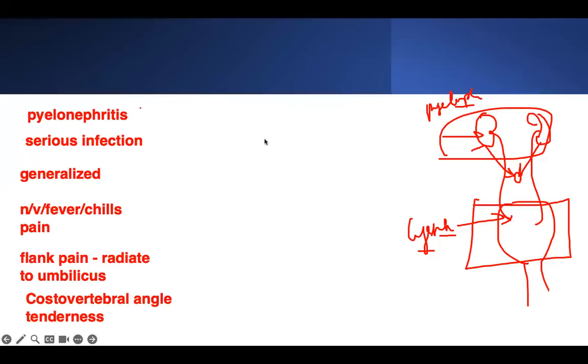So that is the key. That radiates. It will radiate into the umbilicus. It's the same thing as the flank. If they don't use the flank, they'll use costovertebral angle tenderness radiating into the flank areas. The other thing you should know is, look, the blood pressure can change. So hemodynamic changes. That's what you pay attention to.